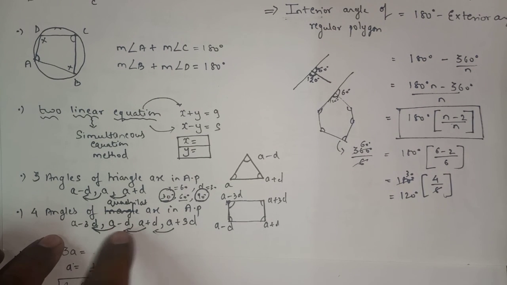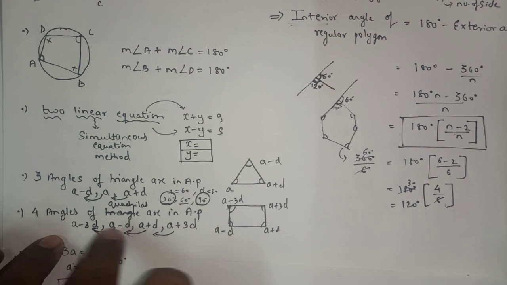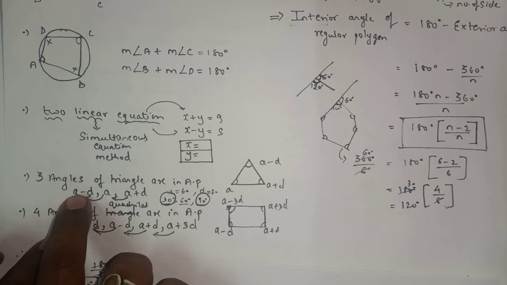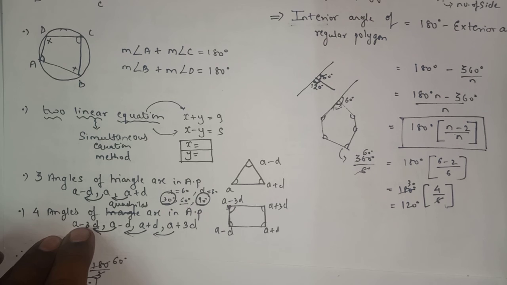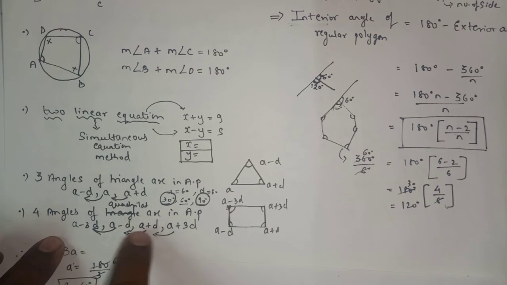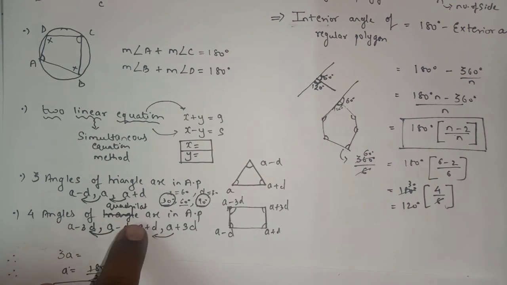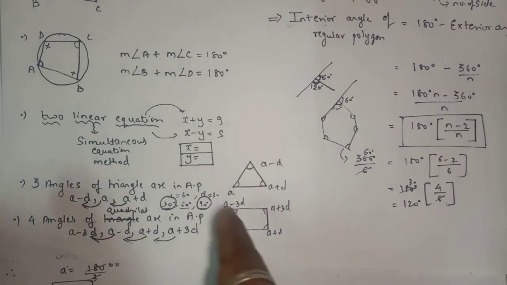When you look at the difference between two consecutive terms, you will get the same answer. For three angles, you have to take A minus D, A, A plus D. For four angles, you have to take A minus 3D, A minus D, and then its opposite, A plus D, and A plus 3D. So we'll take one sum based on when the angles of the quadrilateral are in AP.